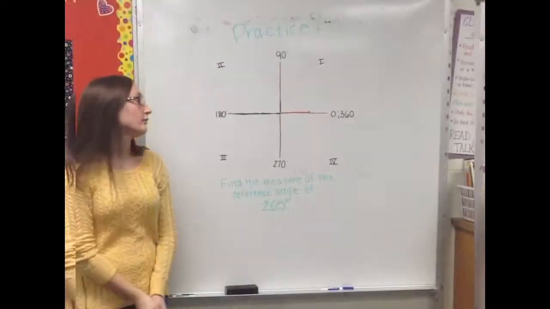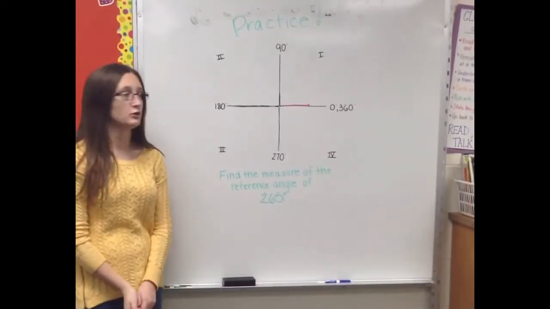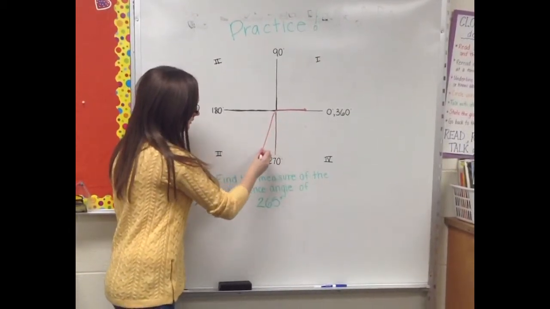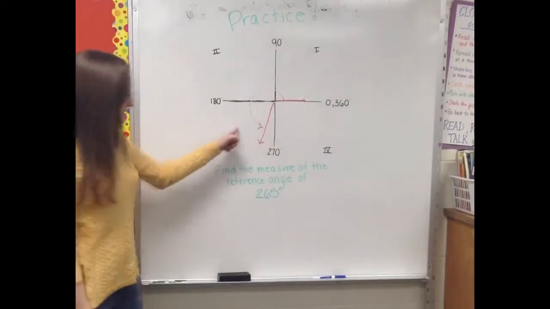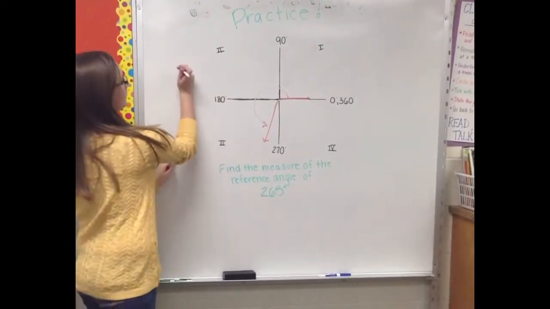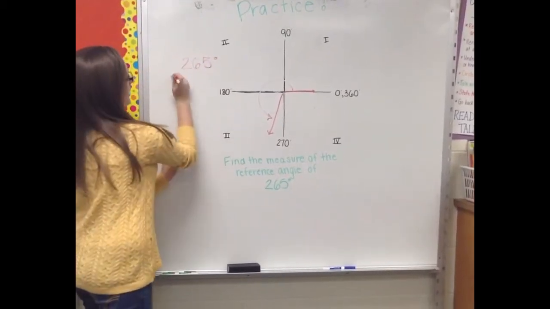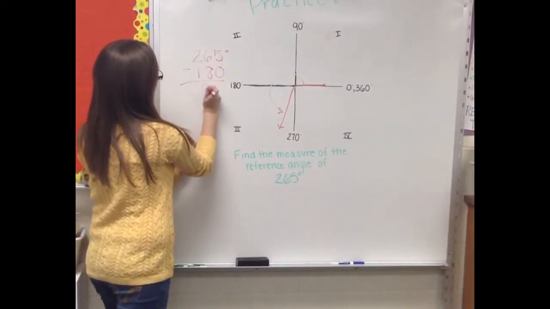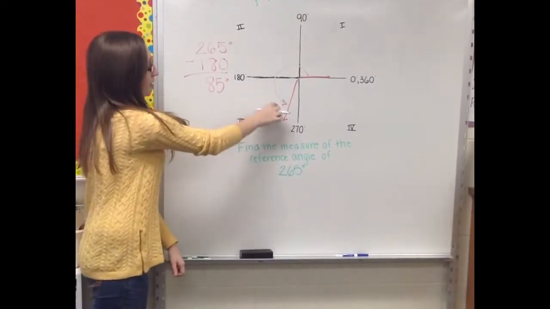Now we'll try another one. This says, find the measure of the reference angle of 265 degrees. If we were to draw that here, it'd look like this, and it's in the third quadrant. So we take our rule from the third quadrant, and we take our 265 degree given angle and subtract 180 degrees, and we get 85 degrees. So 85 degrees is the measure of our reference angle over here.